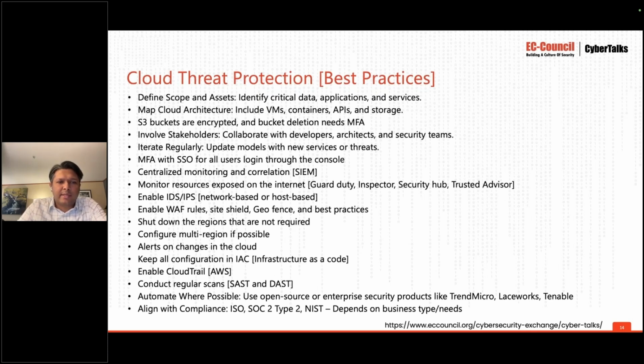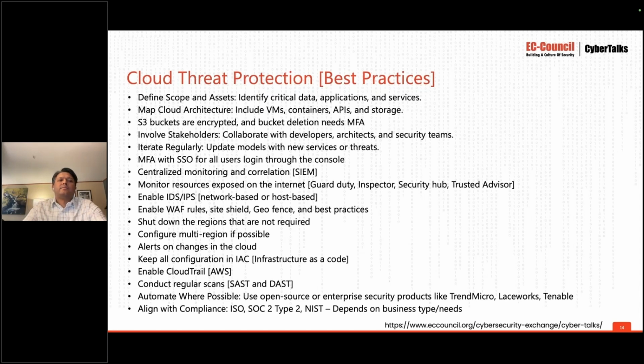Enable IDS and IPS, network-based and host-based. There are so many products available if you don't want to use GuardDuty and others. For host-based, I think Trend Micro, and there are so many other products. For network-based, if you just Google network-based IDS, IPS in AWS, there might be so many Terraform and CloudFormation scripts available that you can test out, like open source products. Enable the WAF, Site Shield, geo-spam protection, and then best practices.